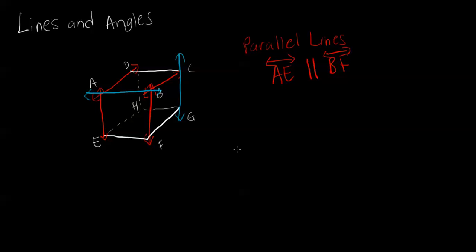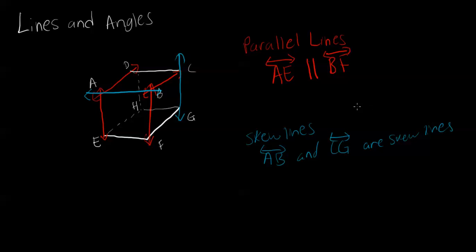Skew lines are non-coplanar, and they are not parallel and do not intersect. So we're going to use the same diagram again, and lines AB and CG are skew lines. They are not in the same plane because we can see that line AB is horizontal while line CG is vertical, so they're not in the same plane and not parallel. But they do not intersect because they are separate from each other. One's going horizontal while another one's going vertical, and they'll never touch each other.